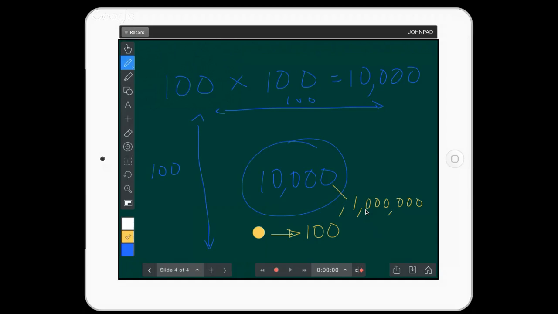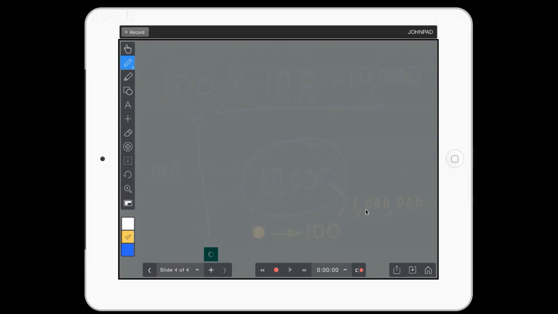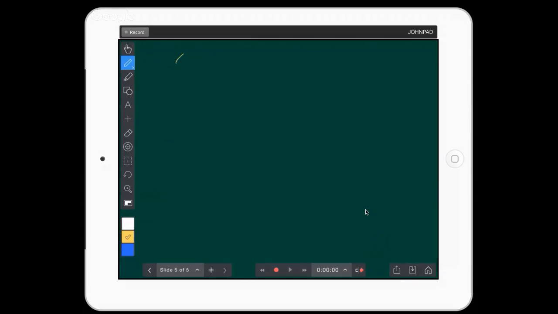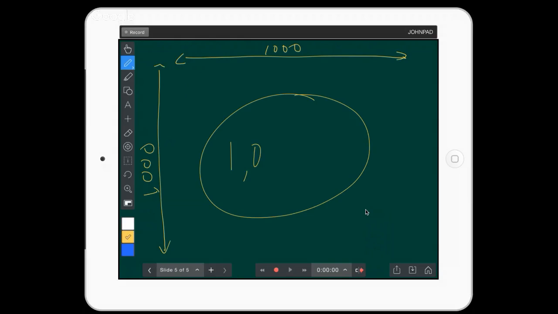1,000,000 is 1,000 by 1,000. In other words, if you were to draw it, you would need to do 1,000 dots that way, and you would need to do 1,000 dots that way, and that in total would be 1,000,000. It's big.